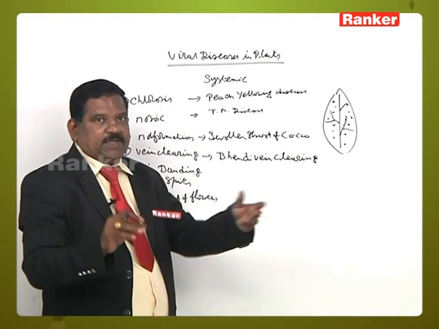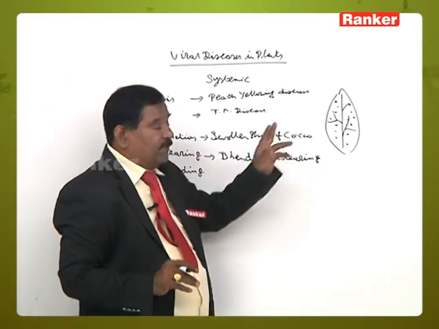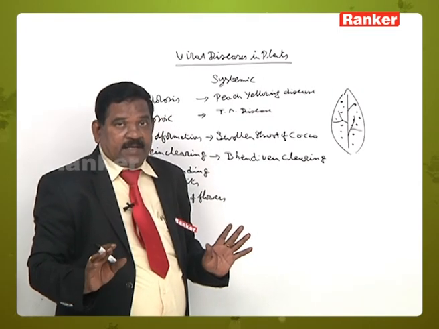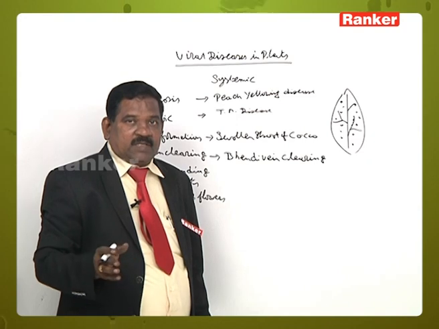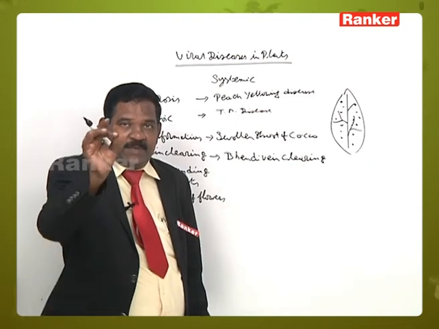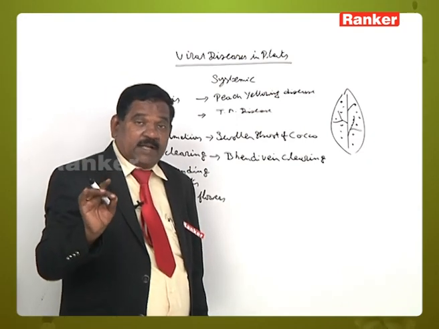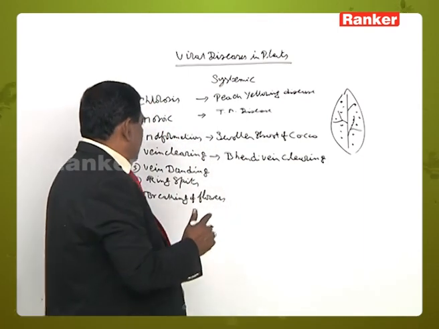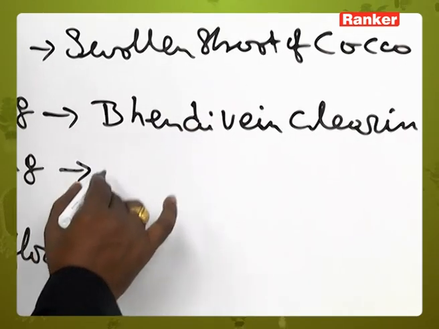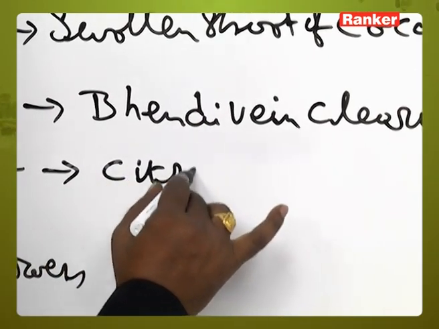Vein banding is quite the opposite. Along the veins, the color is green, and the remaining lamina becomes white. Chlorosis occurs in the complete lamina except in the vein region. The vein regions are green in color and the remaining lamina becomes white. That is called vein banding, for example citrus vein banding.